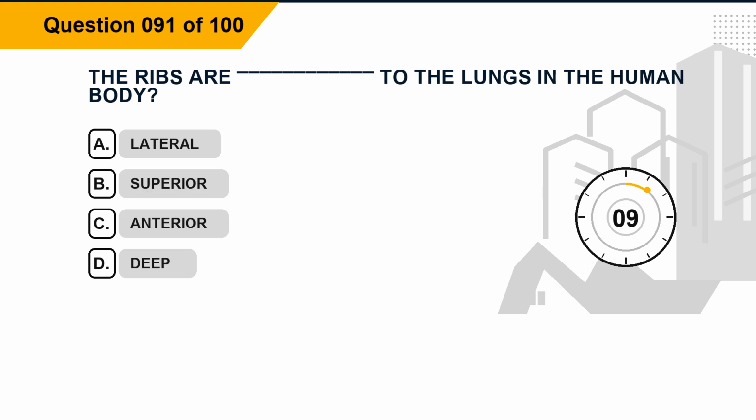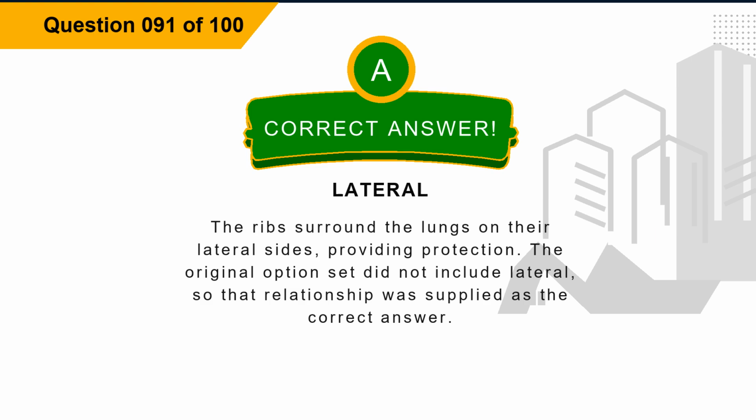Question 91. The ribs are blank to the lungs in the human body? Option A, lateral. Option B, superior. Option C, anterior. Option D, deep. The correct answer is option A, lateral. Explanation: the ribs surround the lungs on their lateral sides, providing protection. The original option set did not include lateral, so that relationship was supplied as the correct answer.